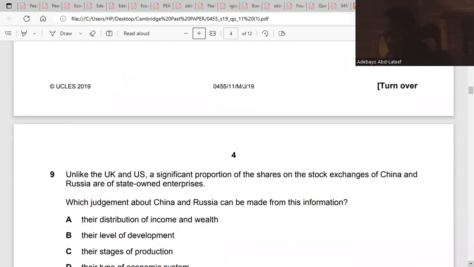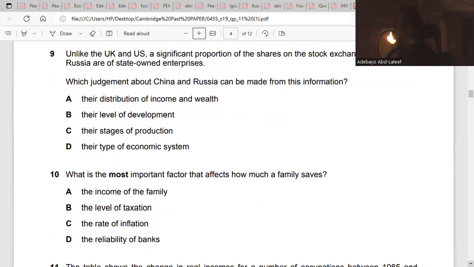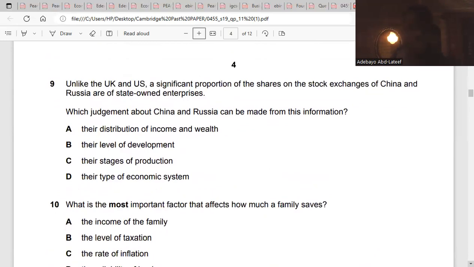Number 9. Unlike the UK, a significant proportion of the shares in the stock exchanges of China and Russia are state-owned enterprises. Which judgment about China and Russia can be made from this information? They said unlike the UK and US. So what are they trying to say? That means the UK and the US have their stocks and shares owned by private individuals or firms.